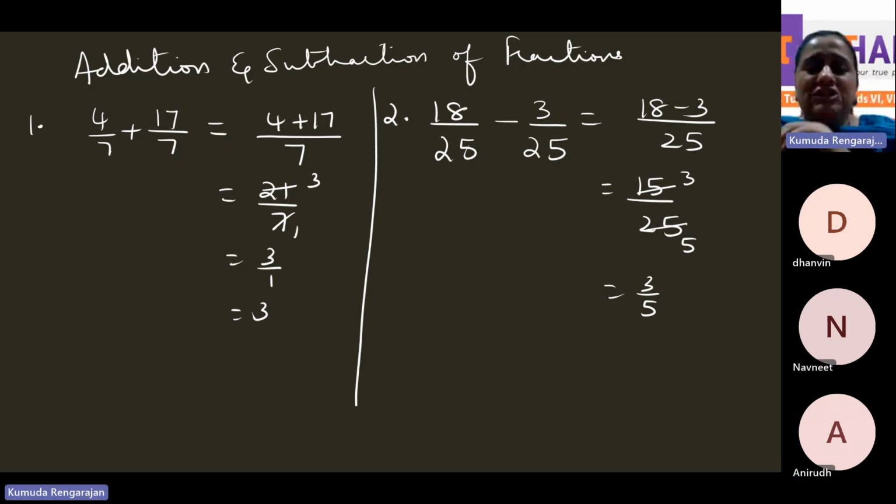So when fractions have the same denominator, they're called like fractions. And it's very simple to add like fractions. Simply add the numerators or subtract the numerators, whatever the operation is, and write the same denominator. Don't add the denominators. Don't add 7 plus 7, 14, or 25 plus 25. Add or subtract the numerators. Write the denominator as it is. Correct?